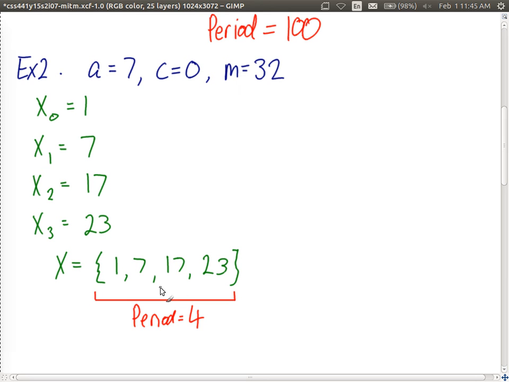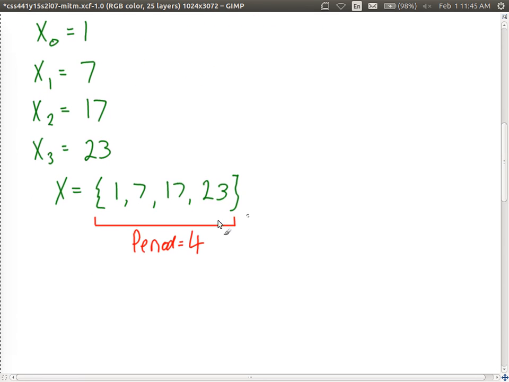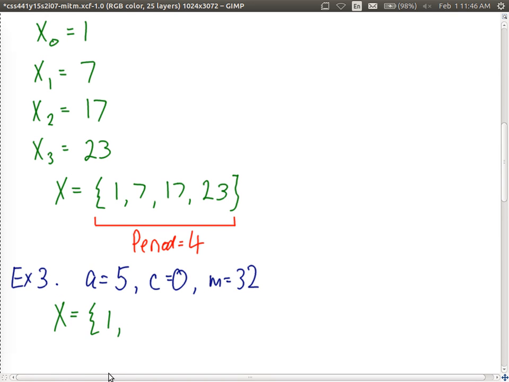Let's try one more example, and then we'll discuss and compare some of the sequences generated. And then we'll look at what we're trying to generate, or what are the good properties of these sequences. We'll change the multiplier. The increment is still 0, the modulus is still 32, we multiply by 5 instead of 7. Same seed, what do you get? The seed is the same as the previous example, the seed is 1. 1 times 5 mod 32, 5. 5 times 5 mod 32, we get 25. 25 times 5, 125 mod 32.